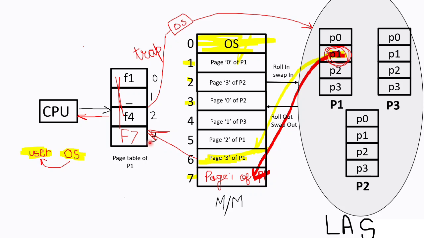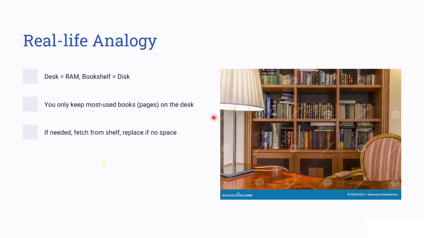So even now, if you have some doubts, like it's not clear what is happening, let's understand a real life example. Let me simplify this with a real life example. Imagine you are studying at your desk with limited space. You only keep the most needed books on the desk. The rest are on your shelf. So let's assume that your desk is our main memory, RAM, and the shelf in which the rest of the books are kept is our secondary memory.